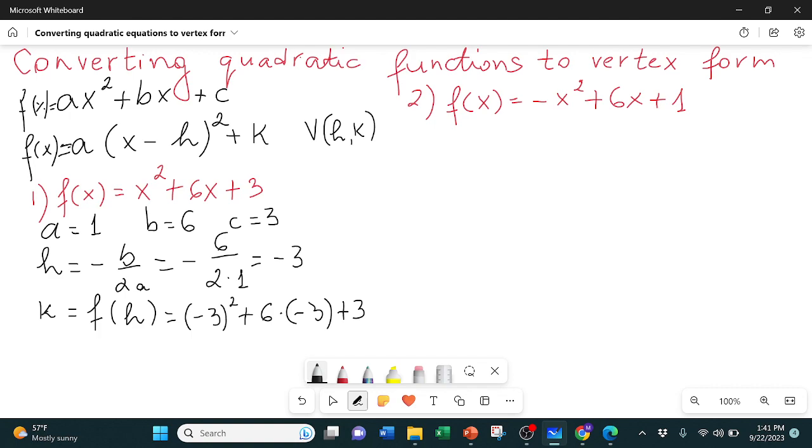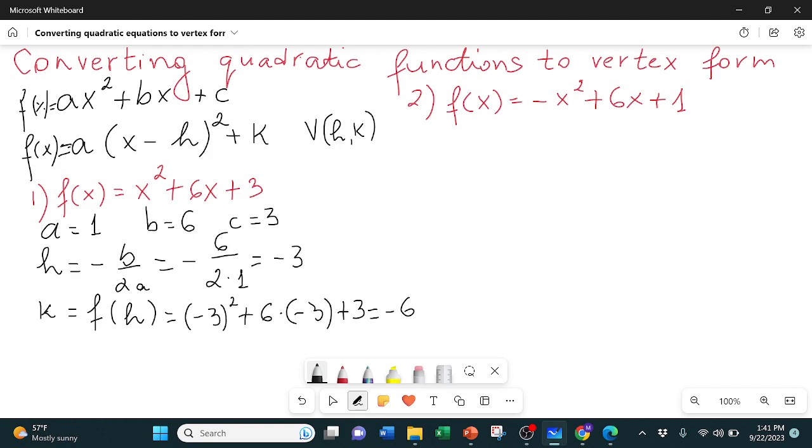And by working out, negative 3 squared is 9, plus 6 times negative 3 is negative 18. 9 minus 18 is negative 9, plus 3, the answer will be negative 6. So h is negative 3 and k is negative 6.